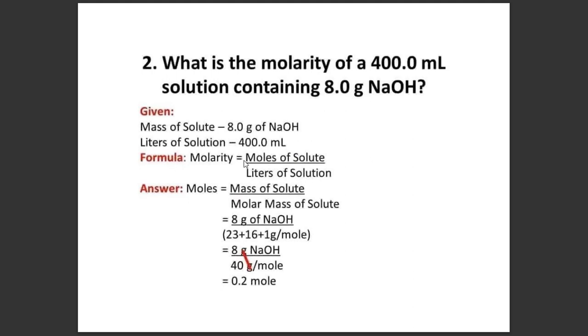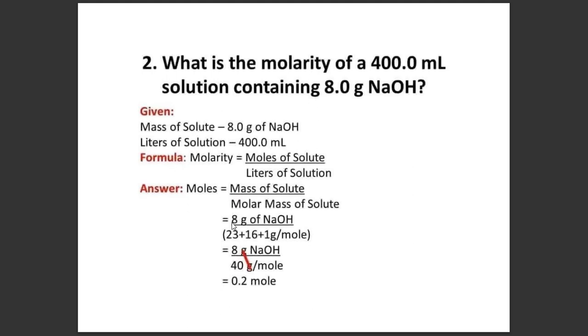So for the formula, you have the moles of a solute over the liters of the solution, which is the formula to find the molarity of a solution. The number of moles, as we saw in the earlier formula, is equal to the mass of the solute over the molar mass of the solute. So we want to express this 8 grams of sodium hydroxide into moles of sodium hydroxide. So it's just the mass of the sodium hydroxide over the molar mass of the sodium hydroxide.